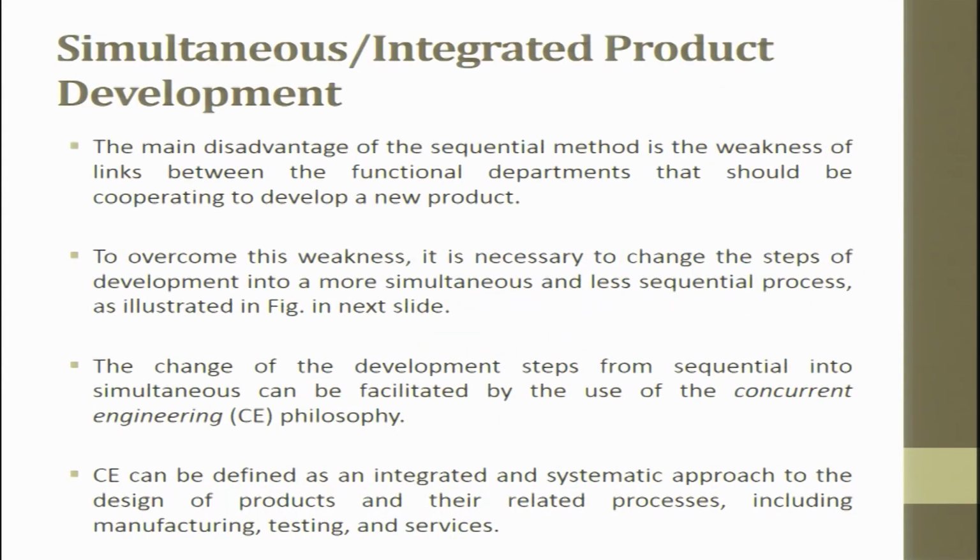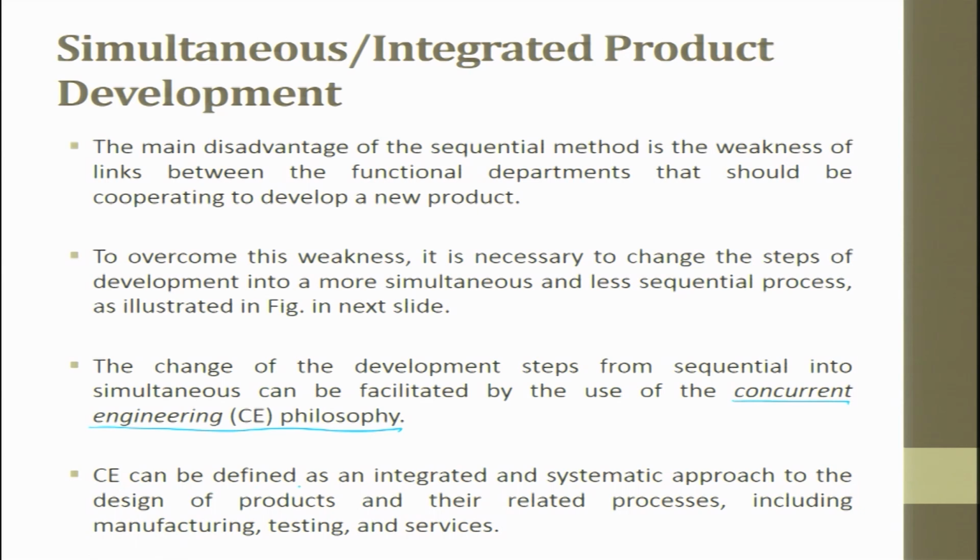So, the main disadvantage of the sequential method is the weakness of the link between the functional departments that should cooperate to develop a new product. To overcome this weakness, it is necessary to change the step development into a more simultaneous and less sequential process, which we will illustrate in the next slide. So, we are moving towards simultaneous integrated product development from the sequential product development model. The change of the model from sequential into simultaneous can be facilitated by the use of the concurrent engineering philosophy.